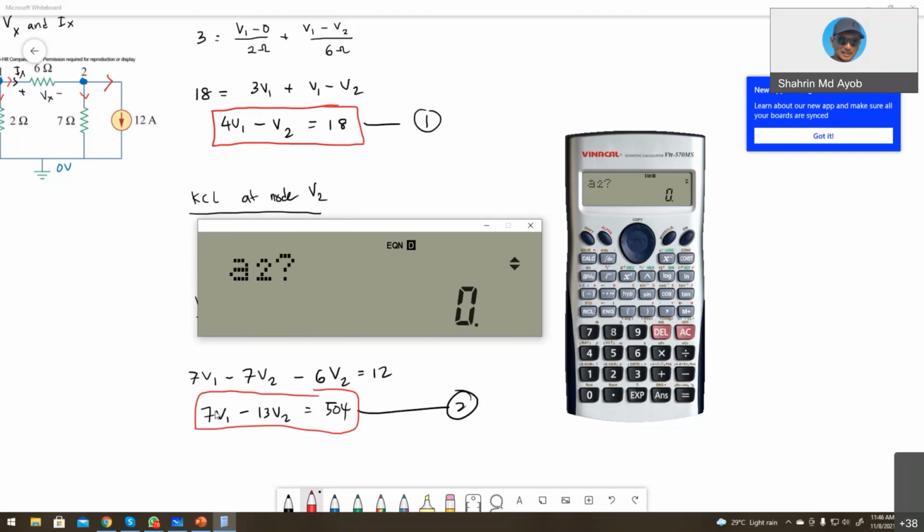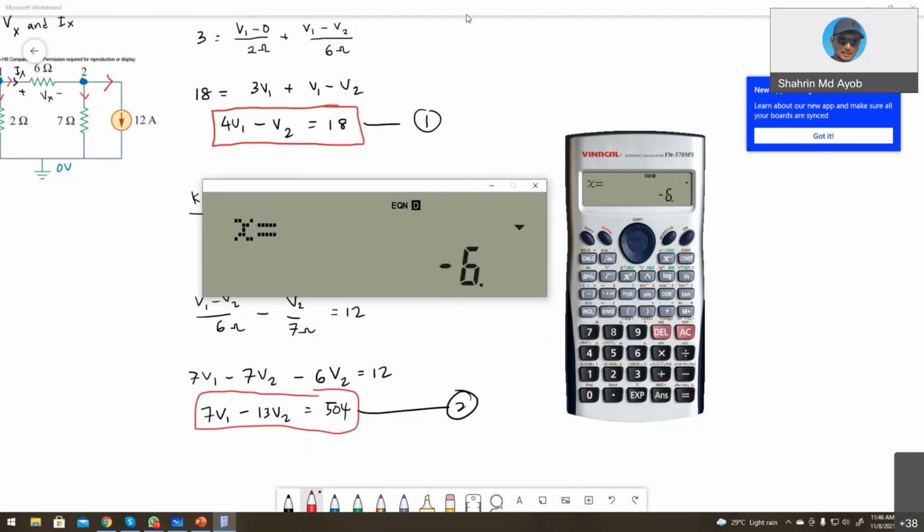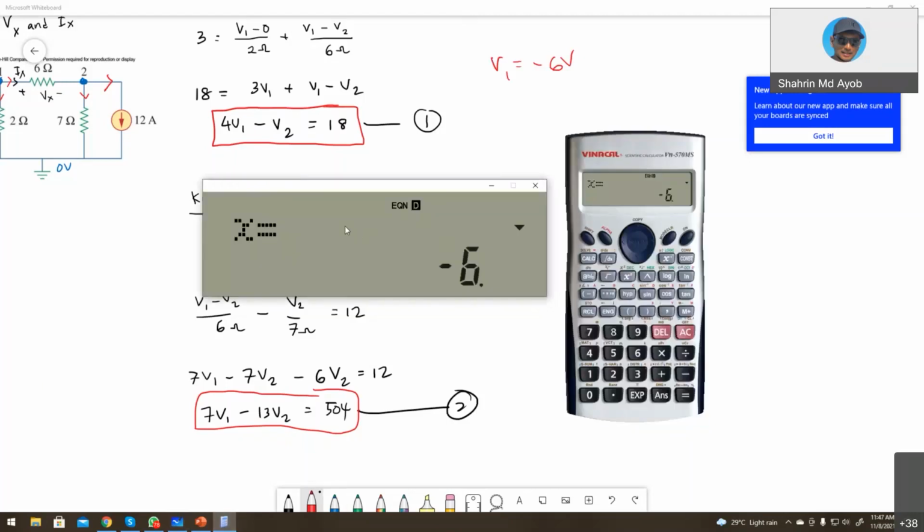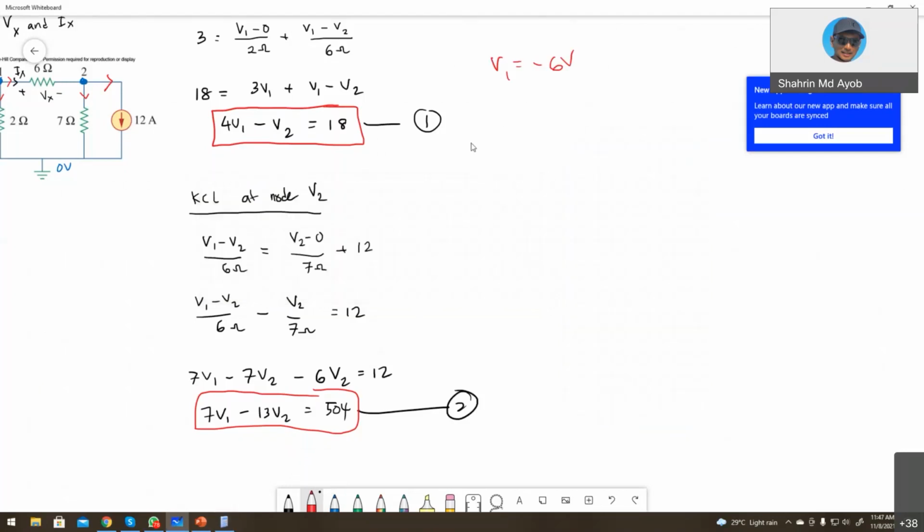And for A2, the element for equation number 2, which is 7. And this one is -13 and 504. So your X will be your V1, -6 volt, right? And to get V2, just click equals, so it will give you the value of V2. So your V2 is -42.